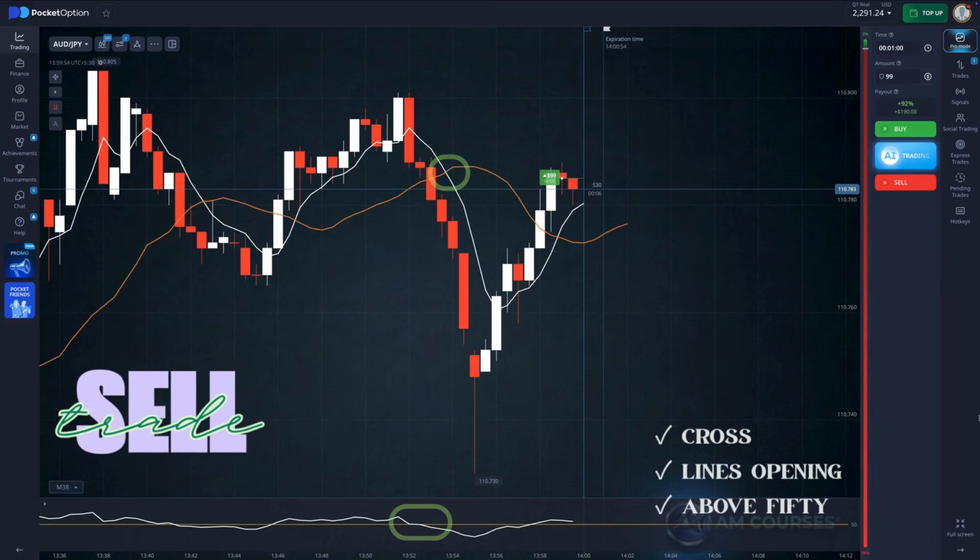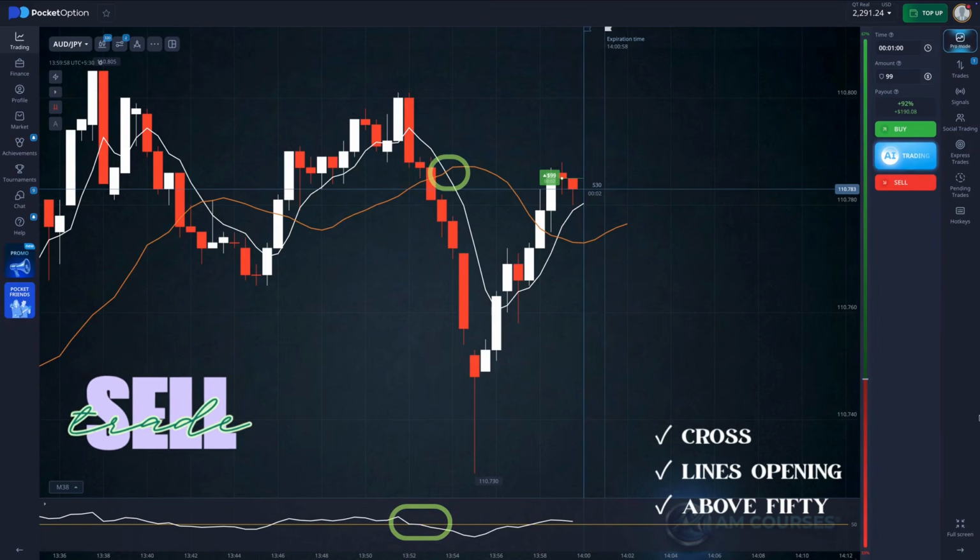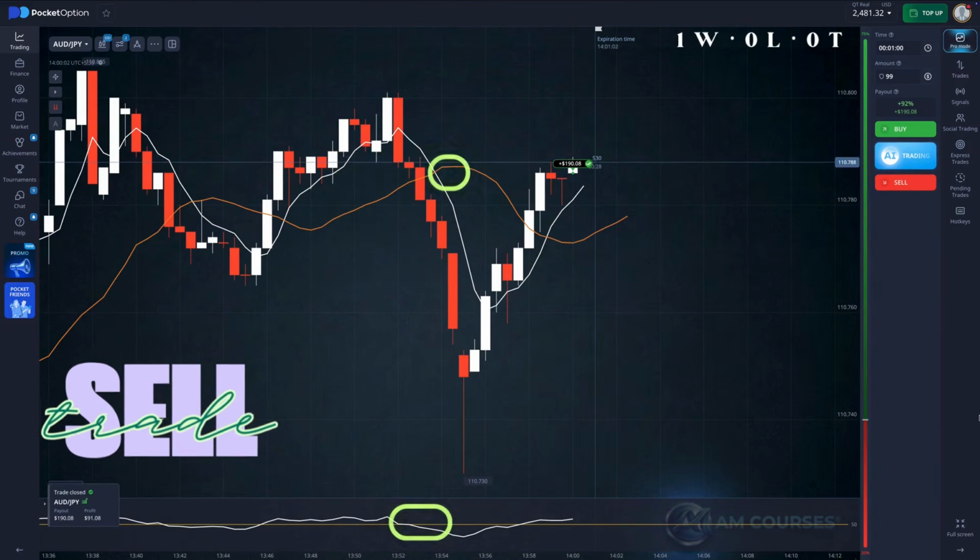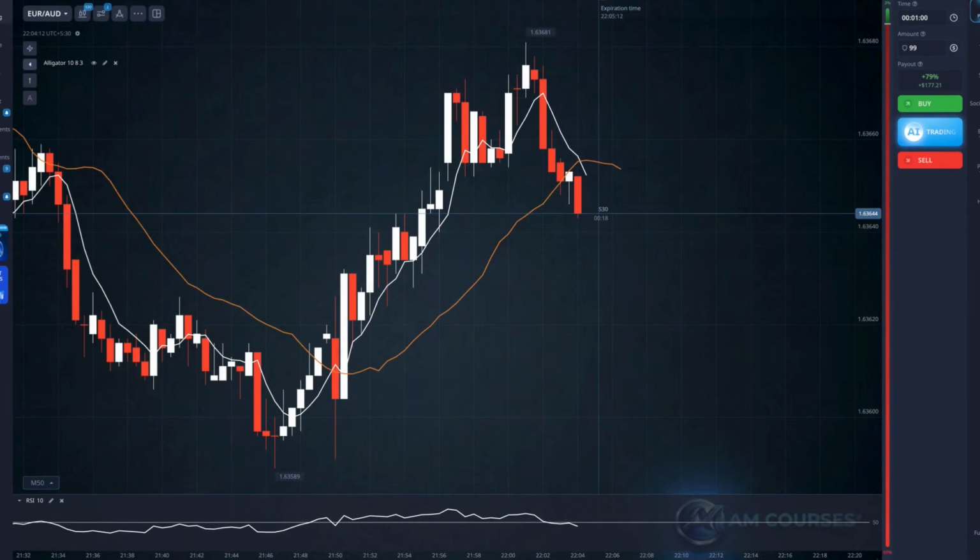Fast line crosses below the slow line, the lines separate, and below the chart, the line is under 50. Sellers in control. Now the part that costs people the most money. You have your 3 conditions. Where exactly do you click?